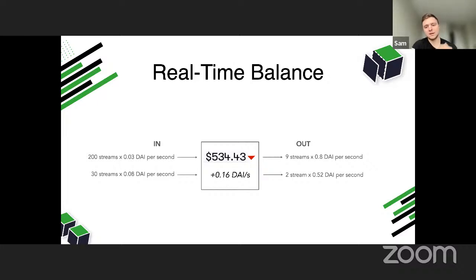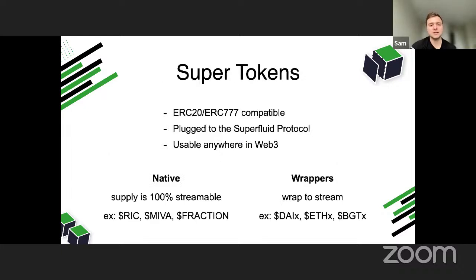So again, we get lots of questions on how are you guys doing this? How is this possible, right? And we had to do some things at the protocol level that are new, in my opinion very innovative. And one of those things we did is we built an extension onto the ERC20 and ERC777 standard called a super token, right? So in order to use a token in a money stream, it has to be a super token.